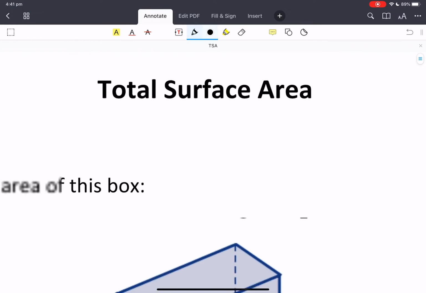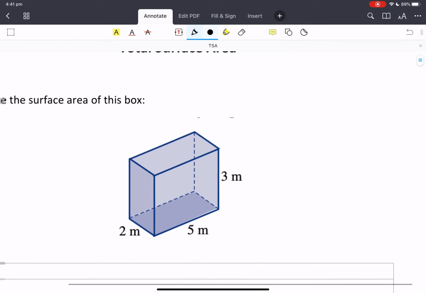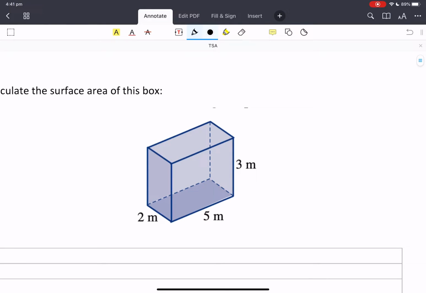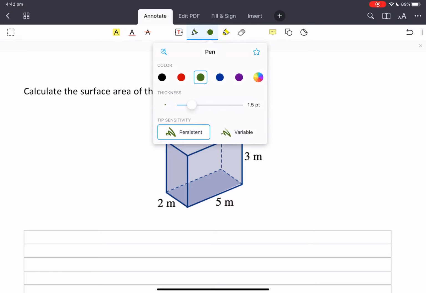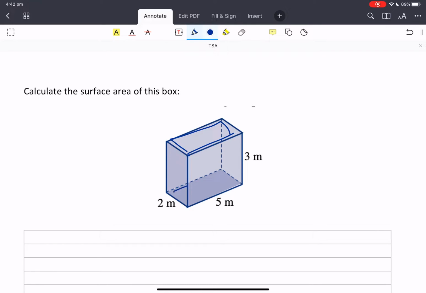Total surface area. Okay, let's start with a simple box. Tissue box, here I don't care, it's just a box. Calculate the surface area of this box. We've got a front rectangle and there's also a rectangle on the back, so there's two of them. There's a rectangle on the side, the left side and the right side, and they're the same. And we've got a rectangle on the top and a rectangle on the bottom. So there's just rectangles everywhere.